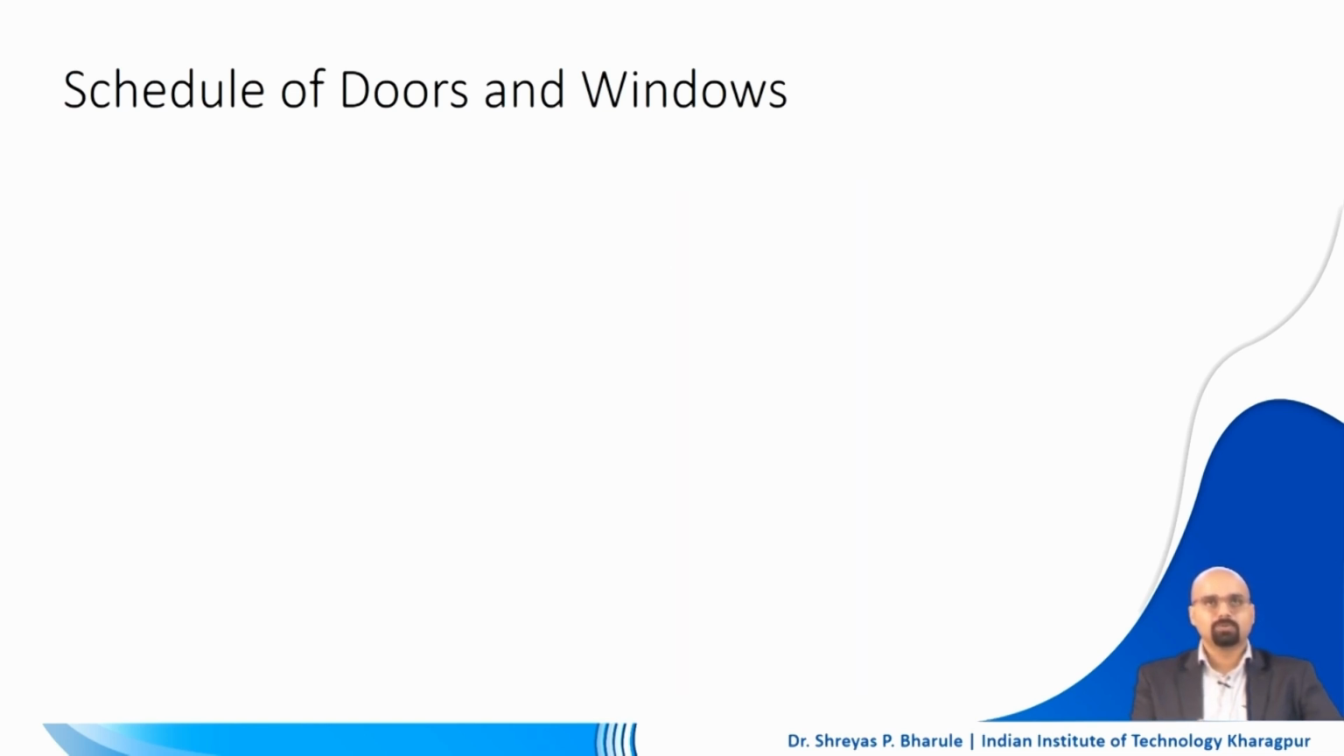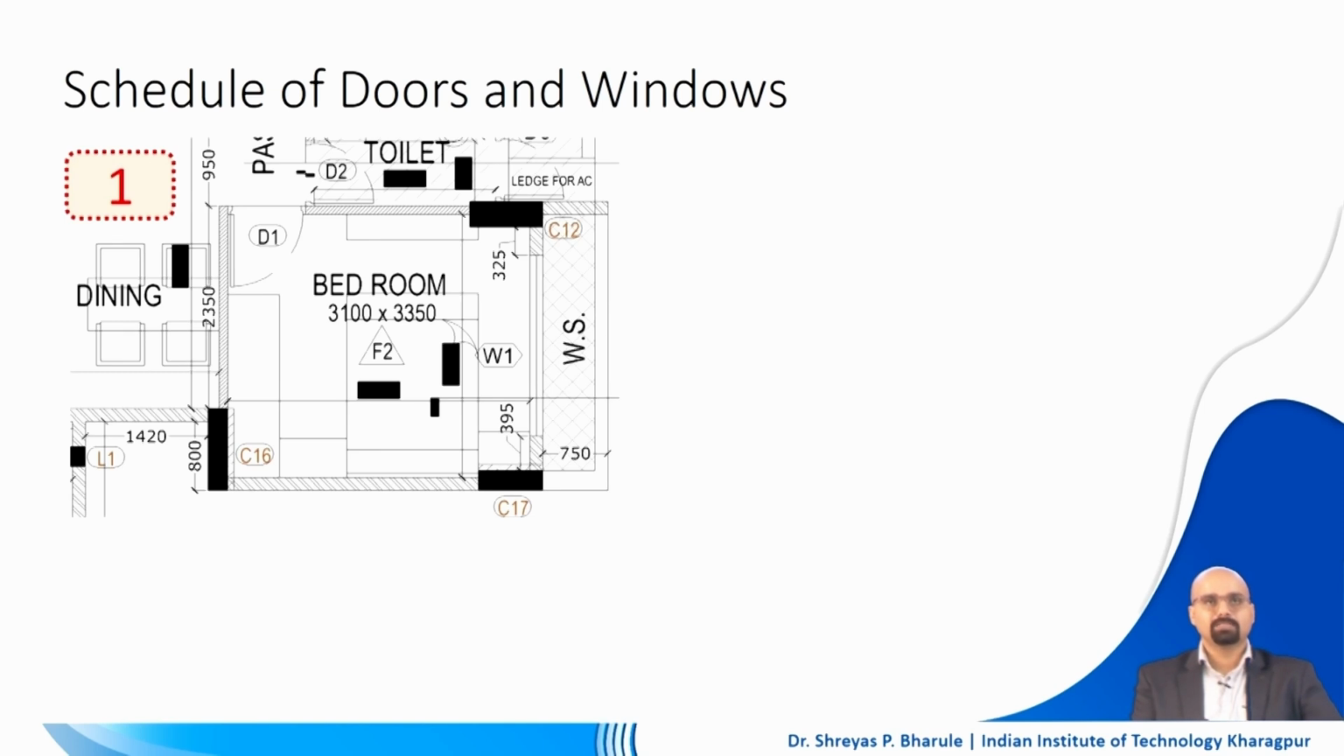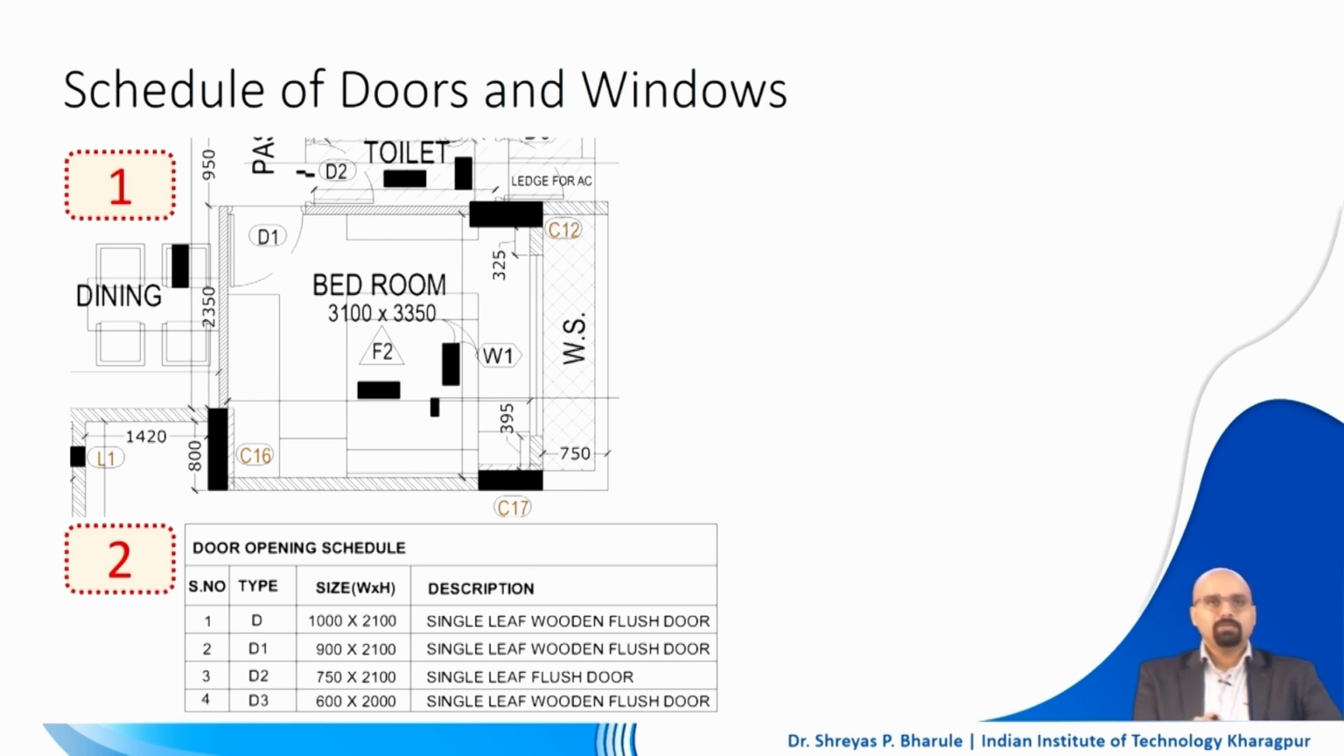So, what does it look like? When we look at 1, this is the blown up area of a bedroom. You see all the components in the bedroom, and all the nomenclature or annotation as well. When we look at the schedule, we have different types of doors which are marked.